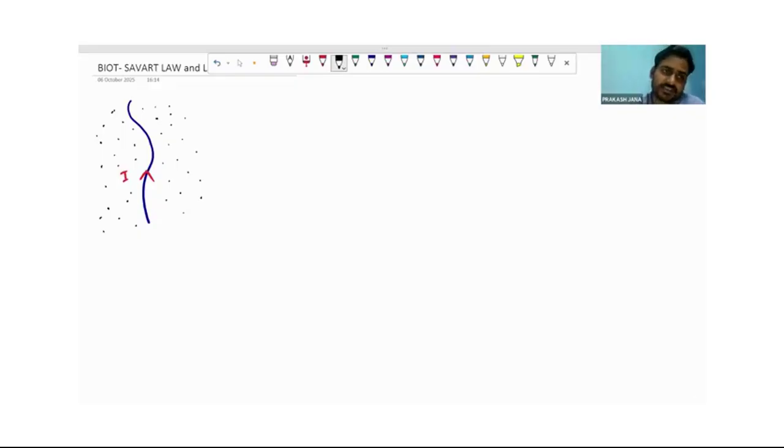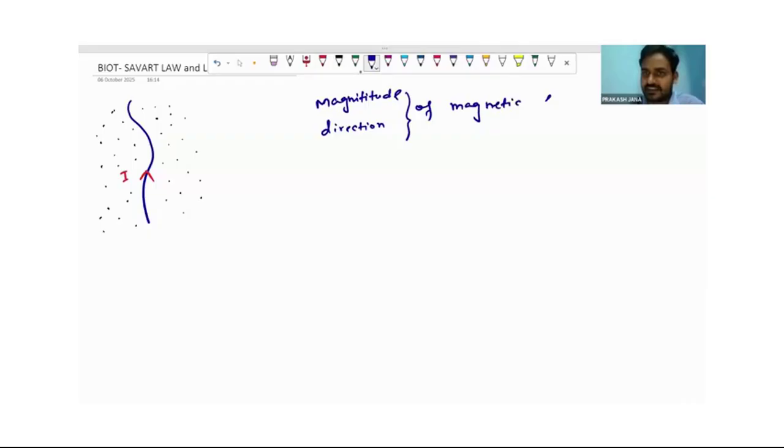Now the Biot-Savart law is all about the magnitude and direction of the magnetic field produced by a current carrying conductor or wire. Okay, current carrying conductor.